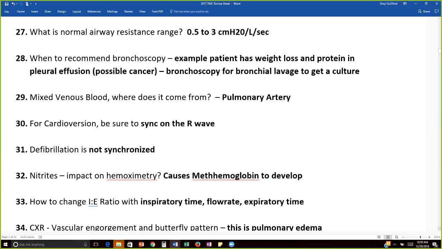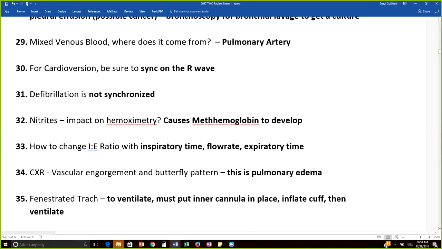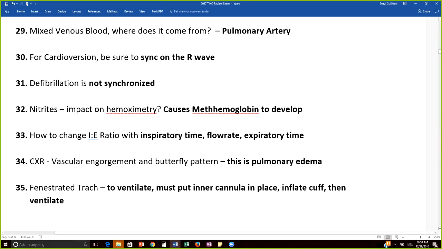Mixed venous blood. We've had several students inquire about mixed venous blood. What is that? Well, it comes from the pulmonary artery, and you get it through the Swan-Ganz catheter, which on your test will be called a balloon tip flow-directed catheter. The pulmonary artery is where mixed venous blood comes from.